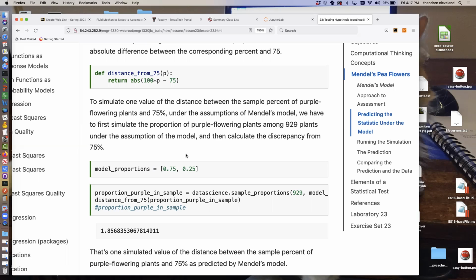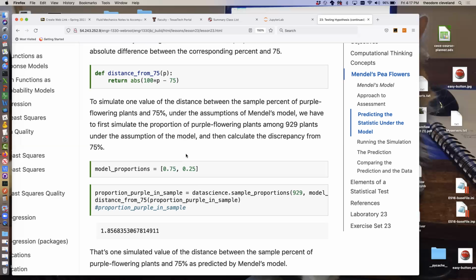Model proportions is a list that has 2 things in it. The left thing is the fraction of purple flowers. The right is the fraction of white flowers. And we have another object called proportion underscore purple underscore in underscore sample. Those people at Berkeley really like to type a lot.